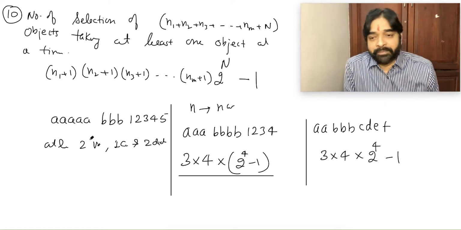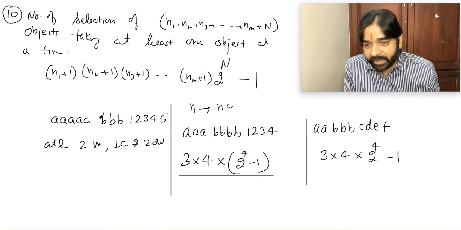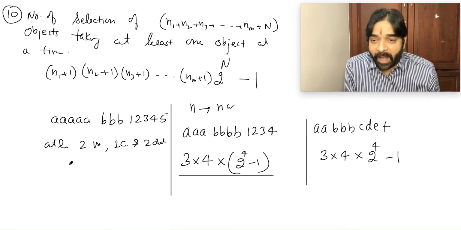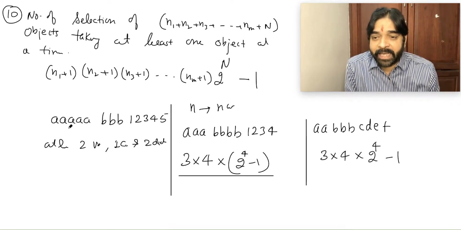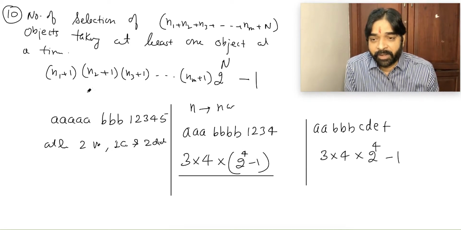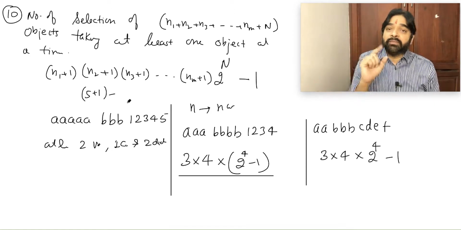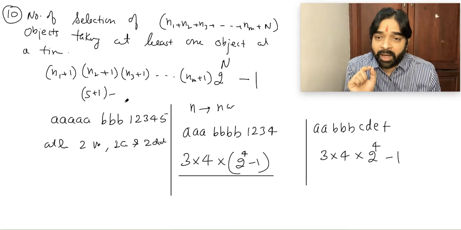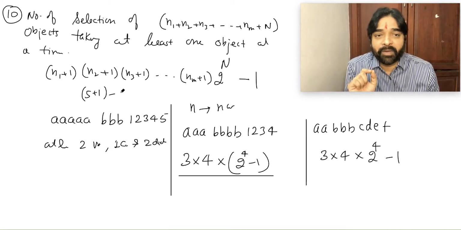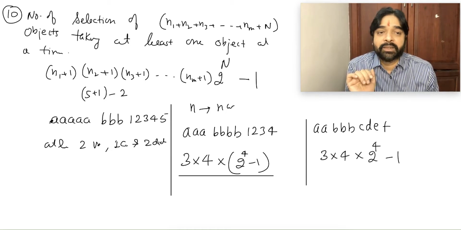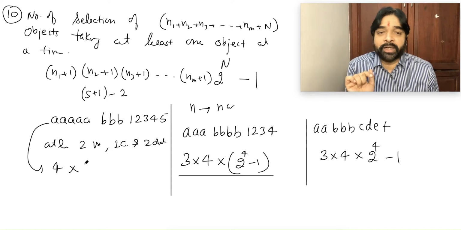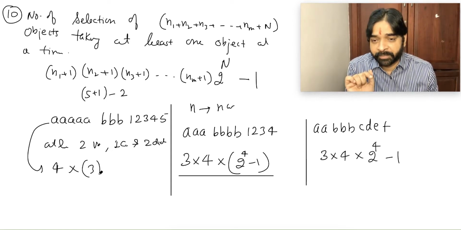At least 2 vowels. Think carefully. If I say any number of vowels, you will say 1, 2, 3, 4, 5, 5 plus 1, add any number. Minus the cases when 0 vowels come and 1 vowel comes. So 2 cases will be removed. So what will come? 4. This will be 4.